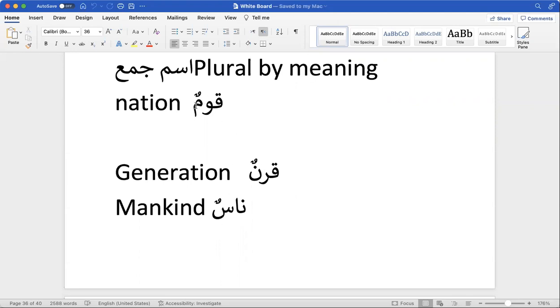So you see the ending sounds may look like a wahid, right? Like Muslimun, right? Basically, by meaning, you will be able to find whether it is plural or singular, right? Generally, in Quran, this kind of ism jama is used like qawmun, qarnun, nas, and inshallah by vocabulary you'll understand that. But it comes under the category of ism jama by meaning. So the word by meaning is plural.